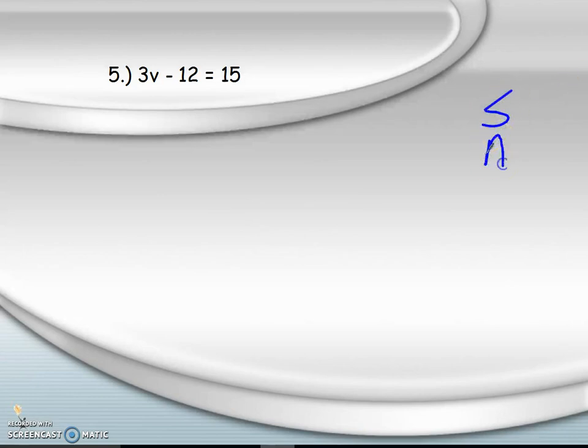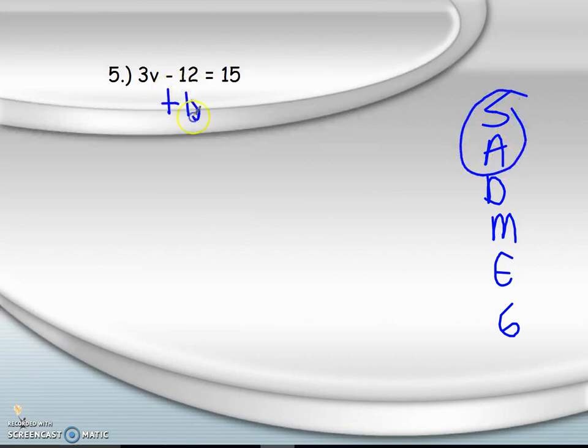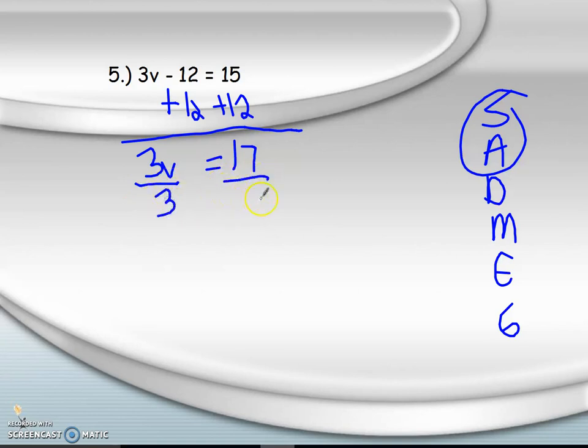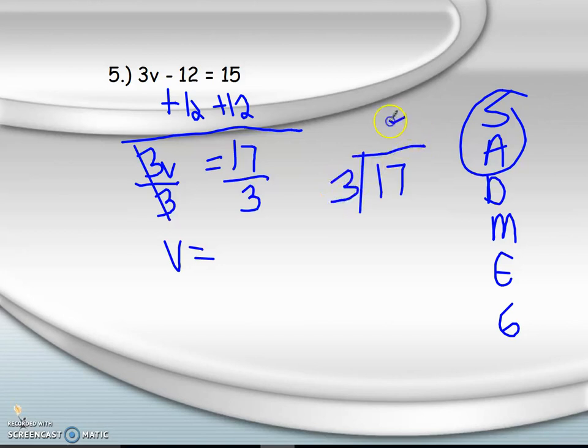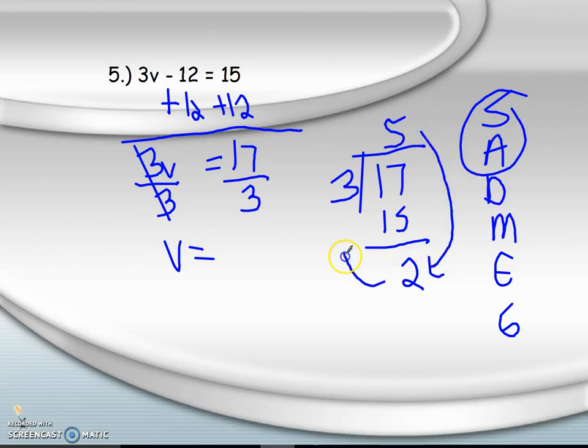Question number 5. We're going to do any addition and subtraction first. The opposite of minus 12 is plus 12. So 15 plus 12 is 17. Then we have 3v equals 17. The 3 and the v are multiplying. The opposite or inverse of multiplication is division. We're going to divide both sides by 3. So 17 divided by 3. It's going to go in there 5 times. We're going to get 5 2/3.